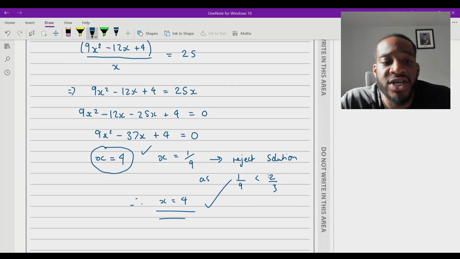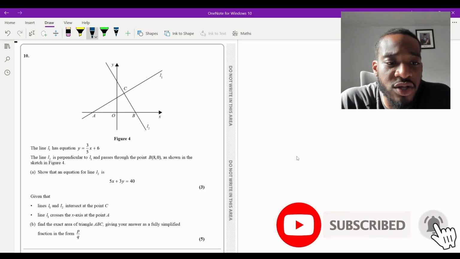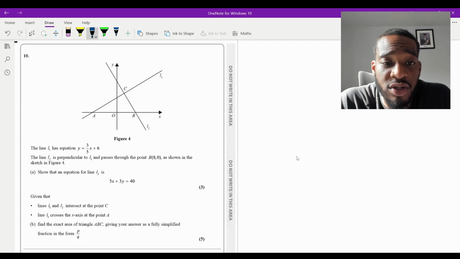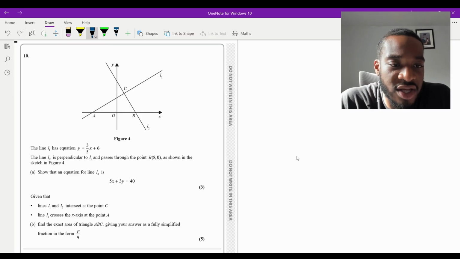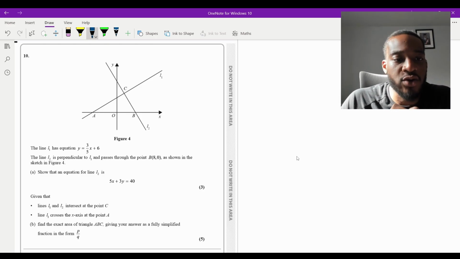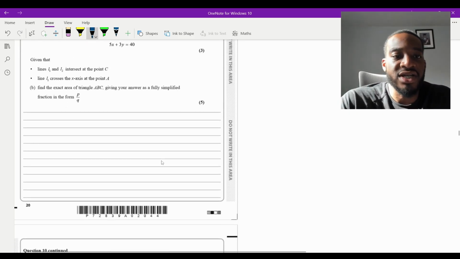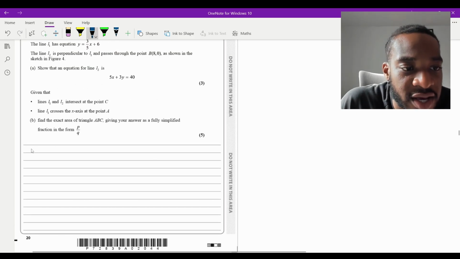And that's it. Finished. Okay, so question 10 says, the line L1 has equation y is equal to 3/5 x plus 6. The line L2 is perpendicular to L1 and passes through the point B (8, 0) as shown in the sketch in figure 4. Part A says show that an equation for line L2 is 5x plus 3y is equal to 40, for 3 marks. Okay, so this isn't too bad. So line L2, we know is perpendicular to L1, so it's going to have the negative reciprocal gradient, and we also know the point it passes through, so it's very easy actually, to be fair. So just going to do part A here.